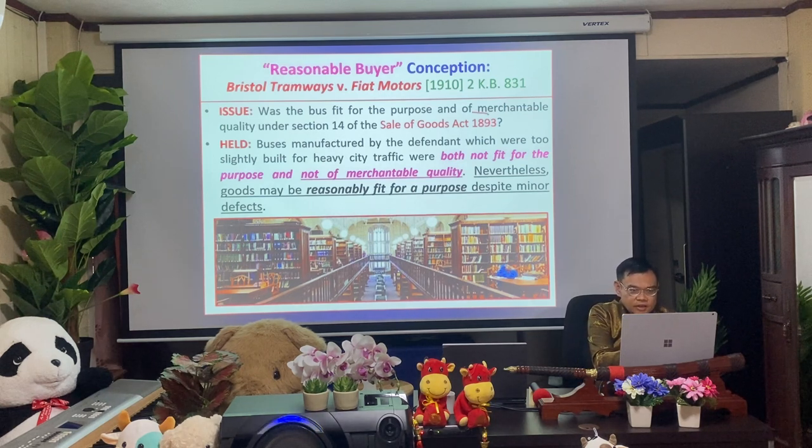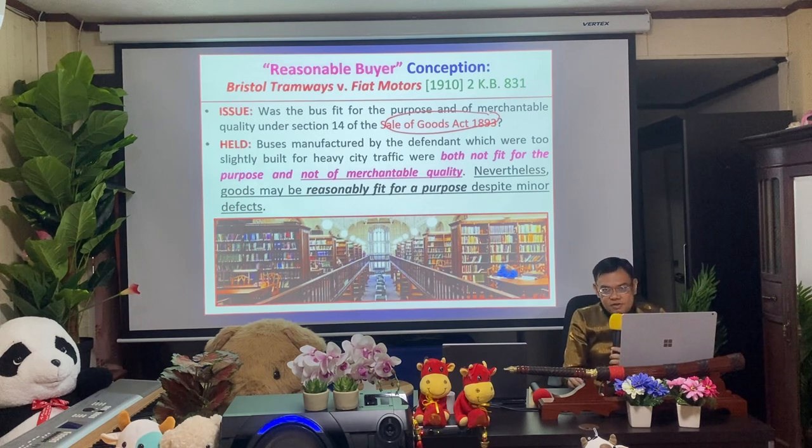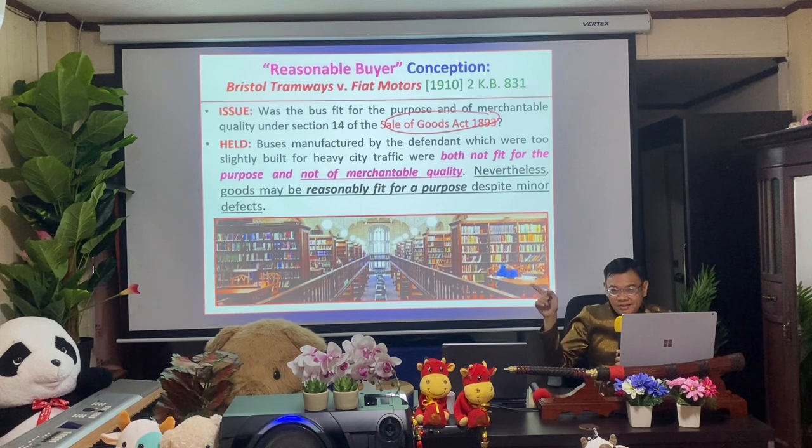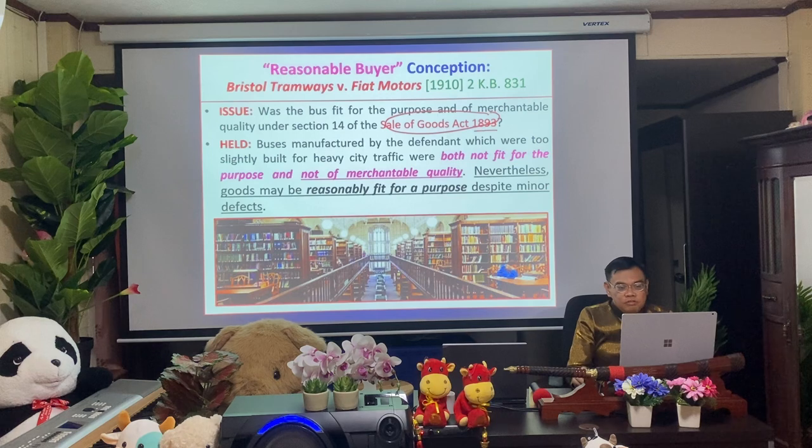The Sales of Goods Act 1893, that is the version before the current version. The current version, remember, is the Sales of Goods Act 1979. But at the time of the decision, the Sales of Goods Act in force was the 1893 Act, which also had the concept of merchantability. This act also required the goods to be of merchantable quality.